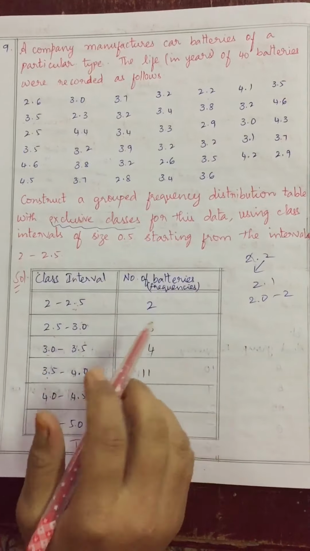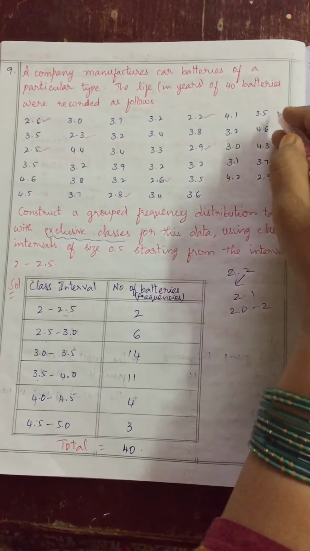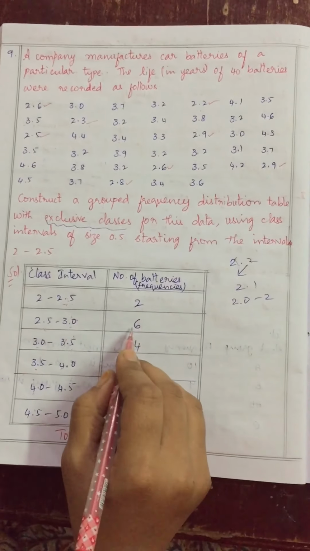Then 2.5 to 3.0. 3.0 means we will add up to 2.9 only, because it is exclusive classes. So we will not add the upper limit. So up to 2.9, this is 1, 2. Then you see this one 3, this one 4, this one 5. Correct, children? This one 6 we got.